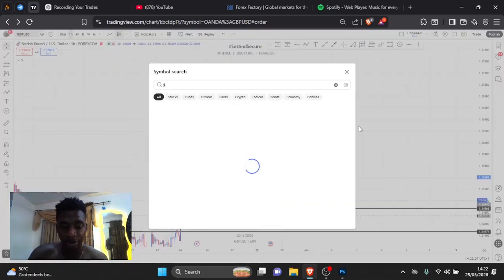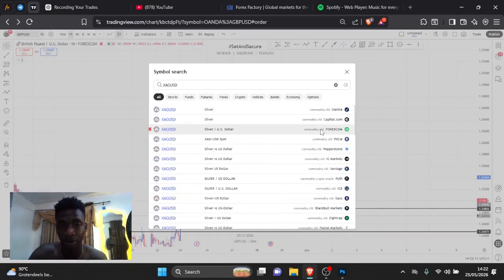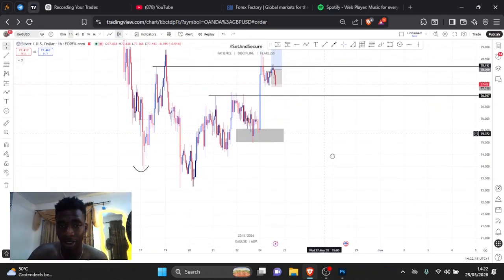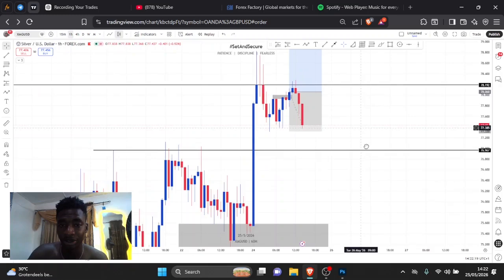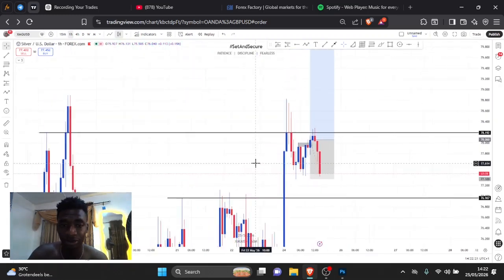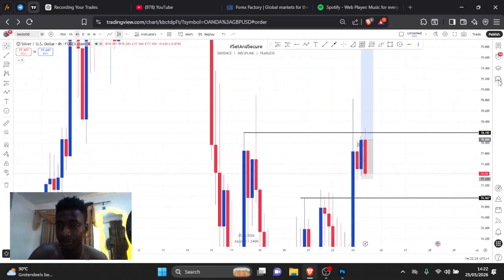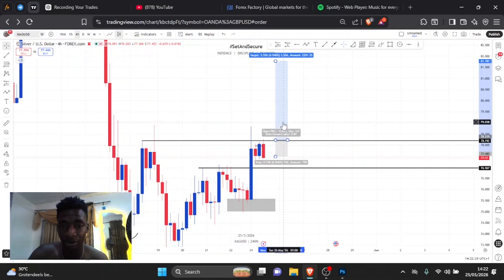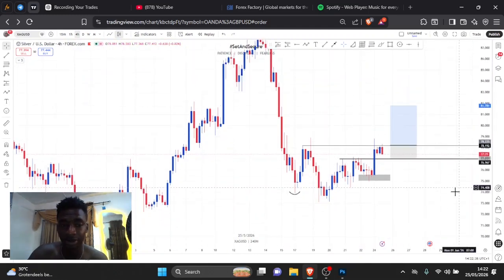Now let's take silver for example. Let's analyze silver for example. Now I didn't enter this silver trade because I was waiting for a breakout. I was looking for a breakout on this 4 hour. So I didn't take the trade. I was waiting for a breakout on the 4 hour. But let us look at this together.